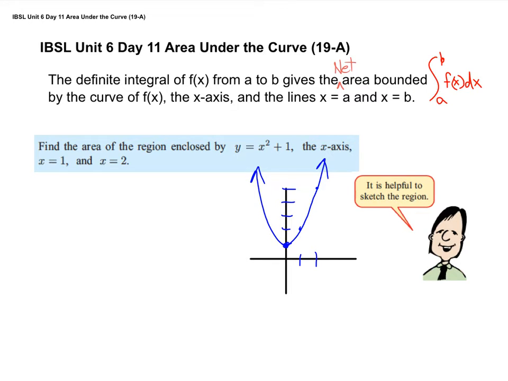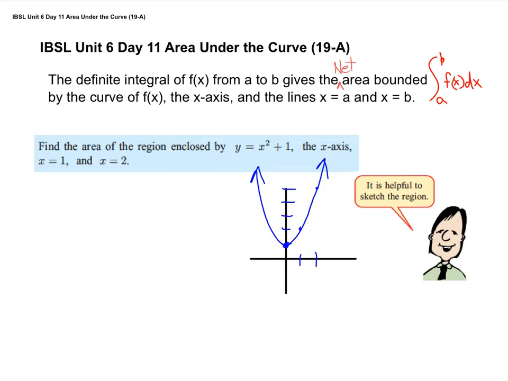Because if part of that goes under the x-axis, we have negative area. So that's going to take away from some of the positive area. All right, so we have a net area bounded by the curve of f of x, the x-axis, and the lines x equals a and x equals b. So this is actually a common way you'll see questions posed in this.